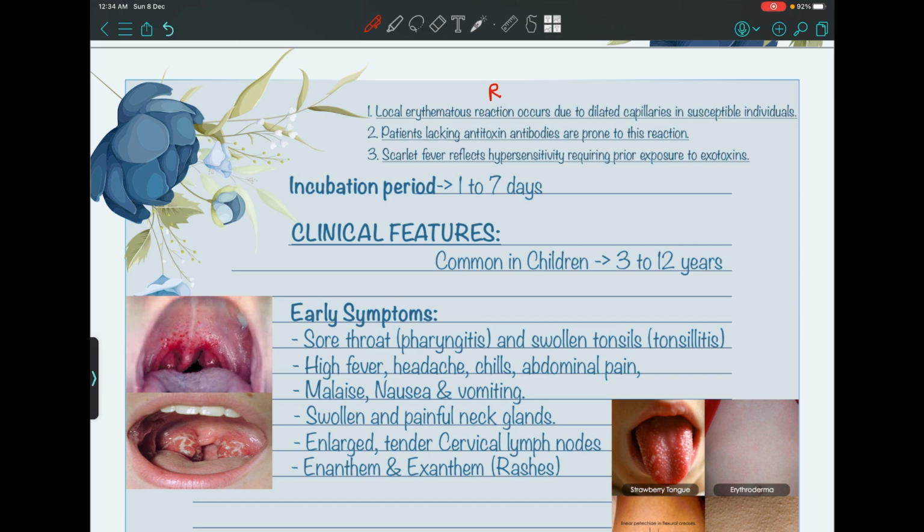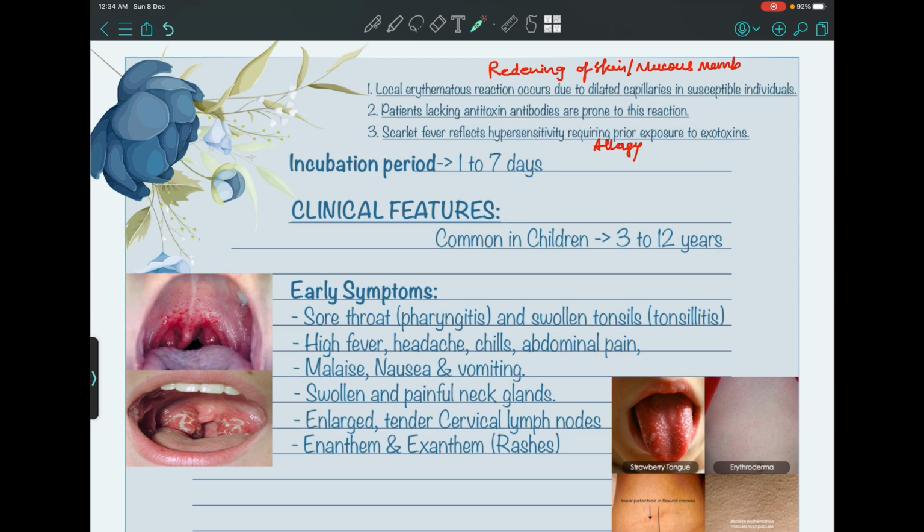So what is local erythematous reaction? Erythematous reaction is a reddening of the skin or a mucous membrane caused by accumulation of blood in dilated capillaries. Specifically, this condition is seen in patients who do not have antitoxin antibodies. Various studies suggest that the development of scarlet fever may reflect a hypersensitivity reaction, that is allergy, requiring prior exposure to the toxin. The incubation period ranges from 1 to 7 days.